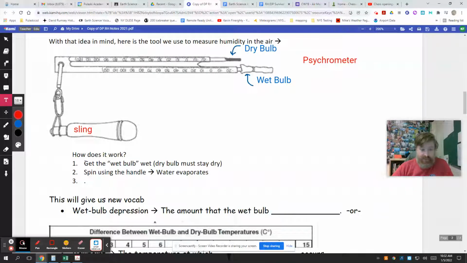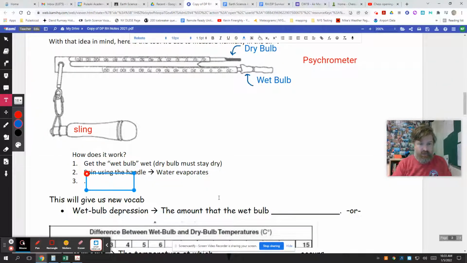So how it works is very simple. Again, get the wet bulb wet. Cool. Dry bulb must stay dry, otherwise it's not a dry bulb. Spin the handle. When you spin it, water evaporates. Like if your hand is wet and you go like that, you feel more cooling. You feel the water evaporating. And the key is to see how much did the wet bulb, I'm going to put this in capitals because it's important, go down by.